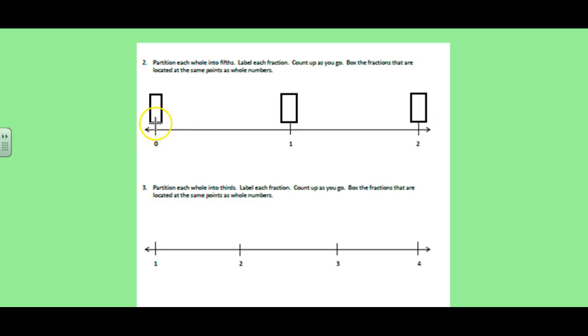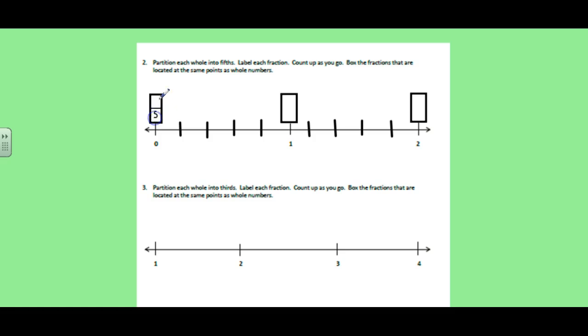And we know that when we're going from 0 to 1, that is a whole on the number line, and when we're going from 1 to 2, that's a whole on the number line. So it said partition each whole into fifths, so each section of your number line is going to have 5 equal parts, so you need to have that on your paper. And then from 1 to 2, we're also going to have 5 equal parts. So that tells us that each fraction that we're writing on our number line is going to have a denominator of 5.